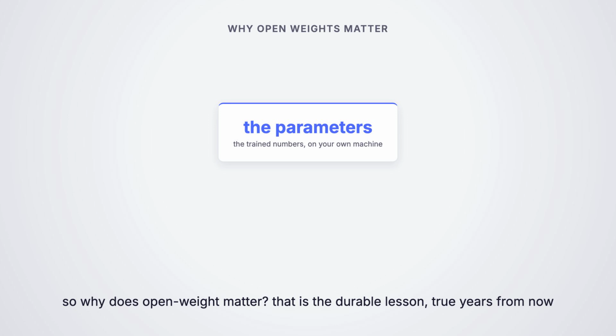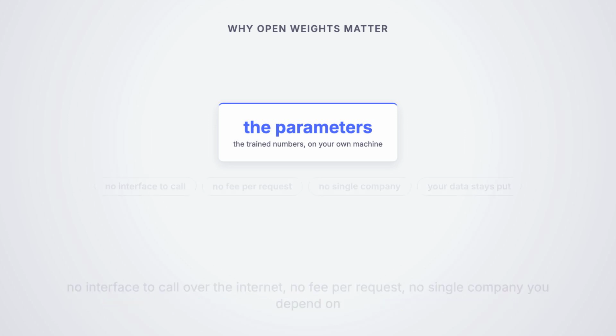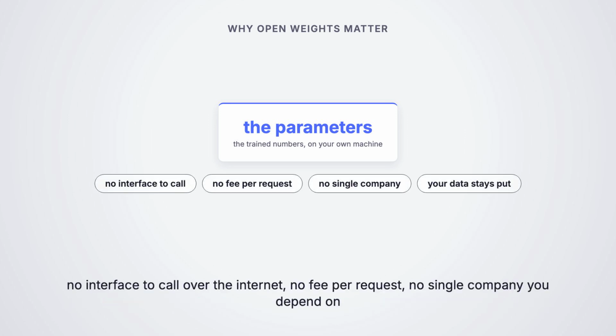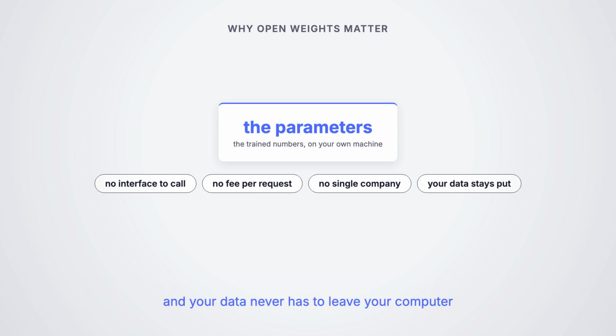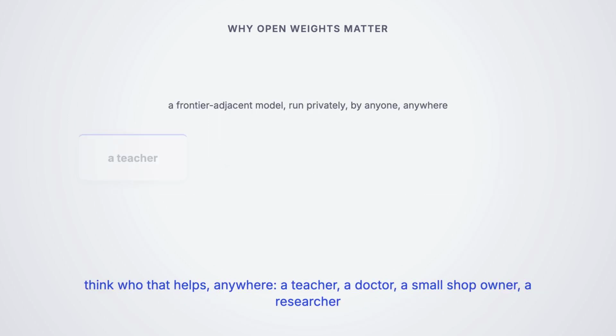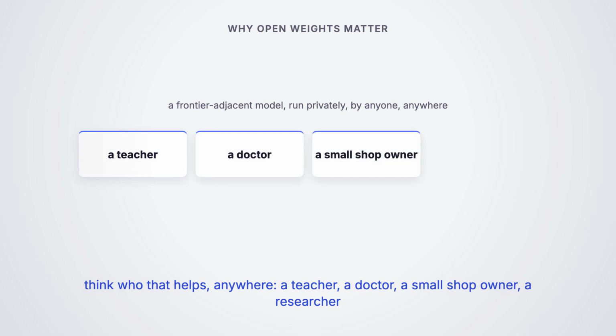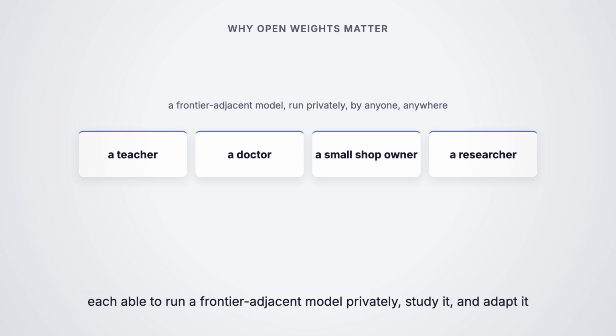Because that is the durable lesson, still true years from now no matter the version. With open weights you get the trained numbers themselves, the parameters, on your own machine. No interface to call over the internet, no fee per request, no single company you depend on, and your data never has to leave your computer. Think who that helps, anywhere. A teacher, a doctor, a small shop owner, a researcher, each able to run a frontier-adjacent model privately, study it, and adapt it.